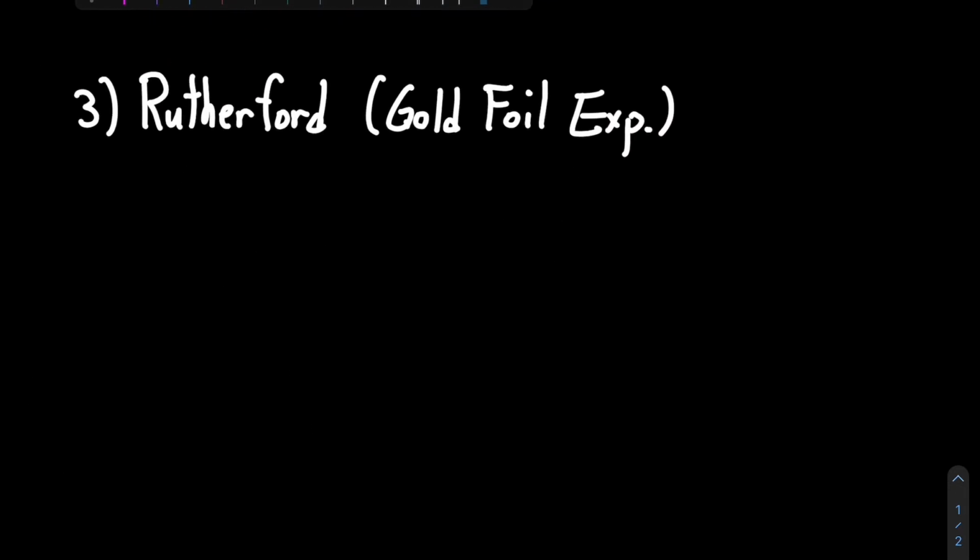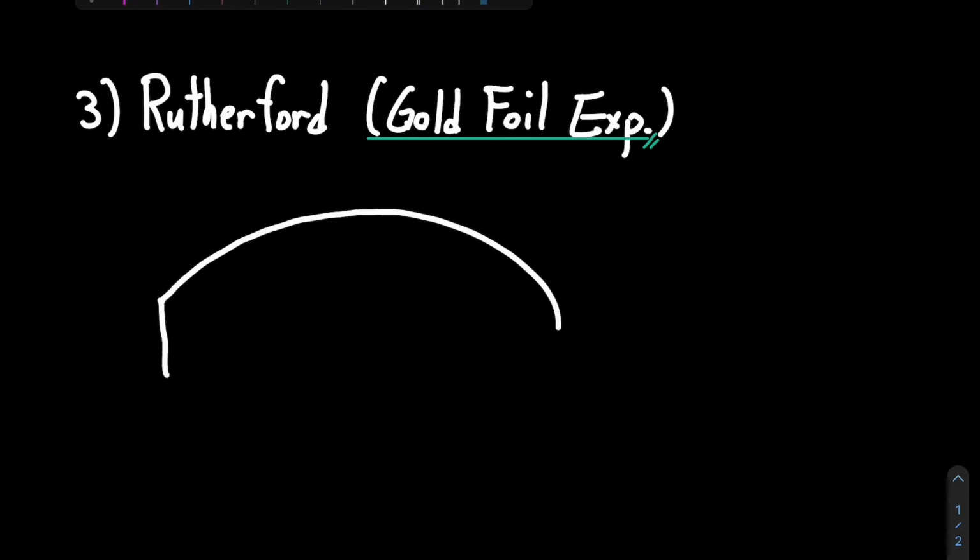Now, moving on to the third scientist called Rutherford. Rutherford also found something important through his gold foil experiment. You've probably heard of this, it's quite famous. And what he basically did was he had this large panel.